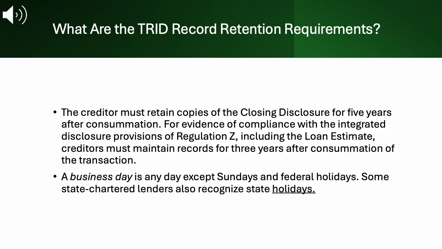What are the record retention requirements? The creditor must retain copies of the closing disclosure for 5 years after consummation. For evidence of compliance with the integrated disclosure provisions of Regulation Z, including the loan estimate, creditors must maintain records for 3 years after consummation of the transaction. A business day is any day except Sundays and federal holidays. Some state-chartered lenders also recognize state holidays.